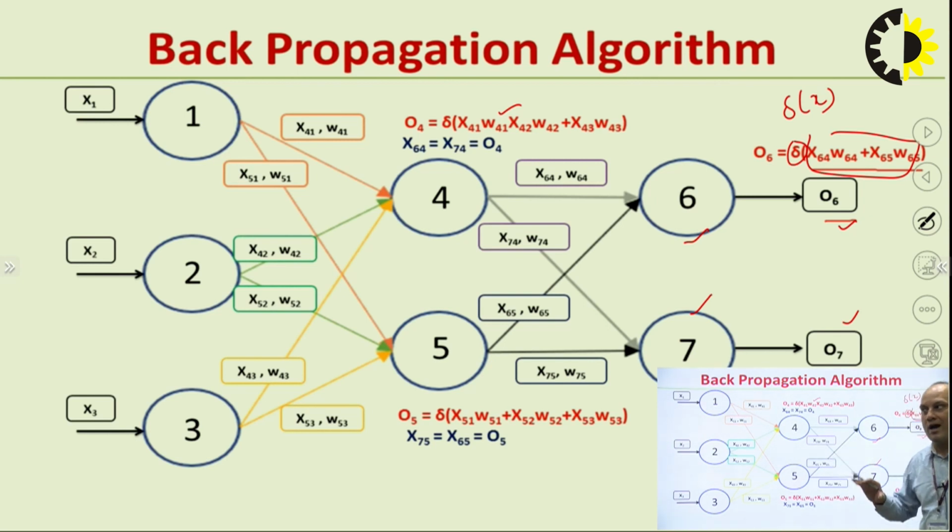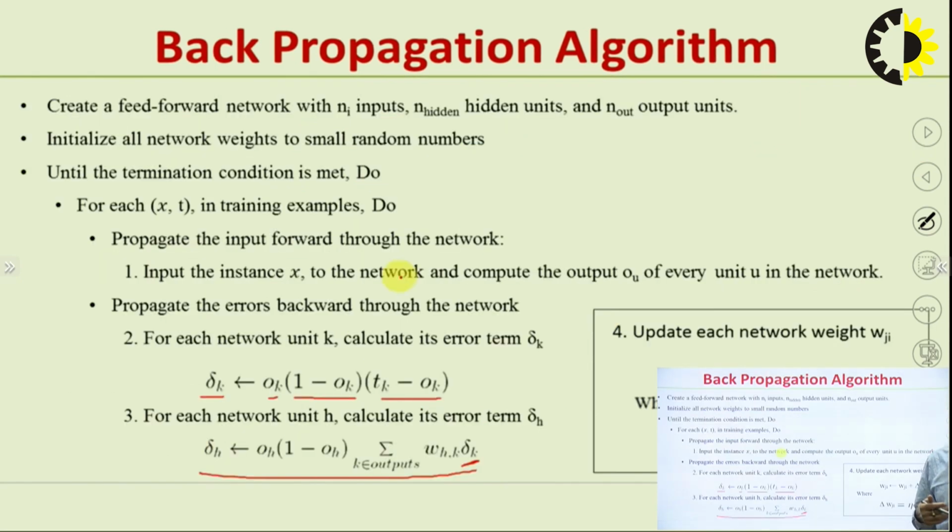If I do not get the estimated output from this algorithm, then I will feed back this output to calculate the error term. How is it calculated? Using this delta k. So how will we calculate this? We will propagate the error backward through the network. For each network unit k, I will calculate the error term.